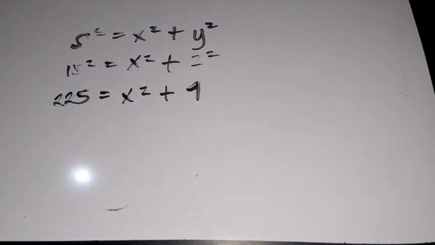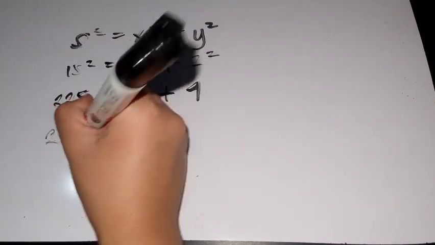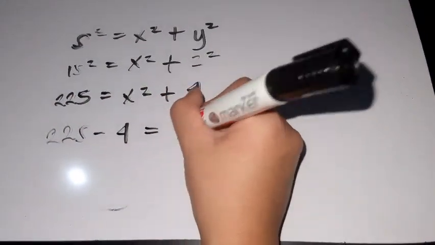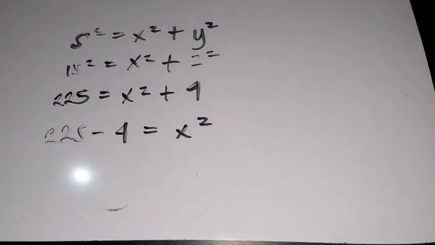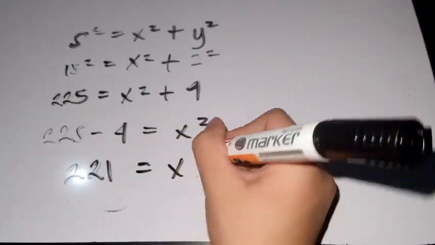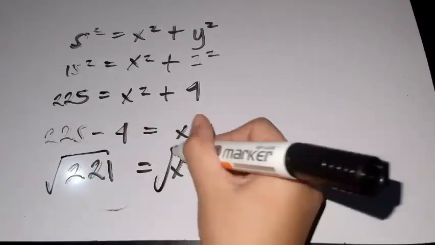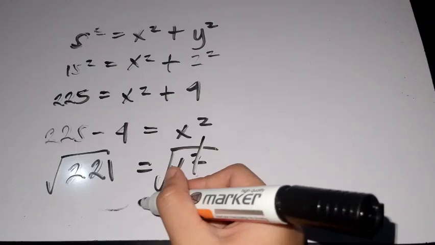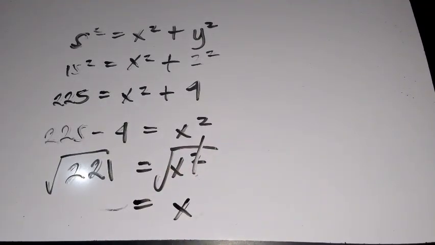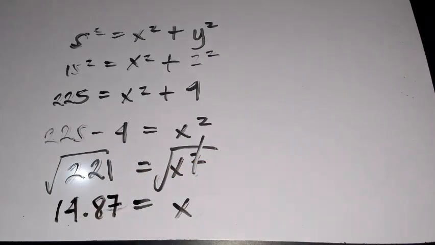Now we need to subtract 4 from both sides. Now we have 225 minus 4 equals x squared. So 225 minus 4 is 221. And since we are solving for x, not x squared, we have to put a square root symbol so that we can cancel this. And the square root of 221 is 14.87. You can check in your calculator that the square root of 221 is 14.87.